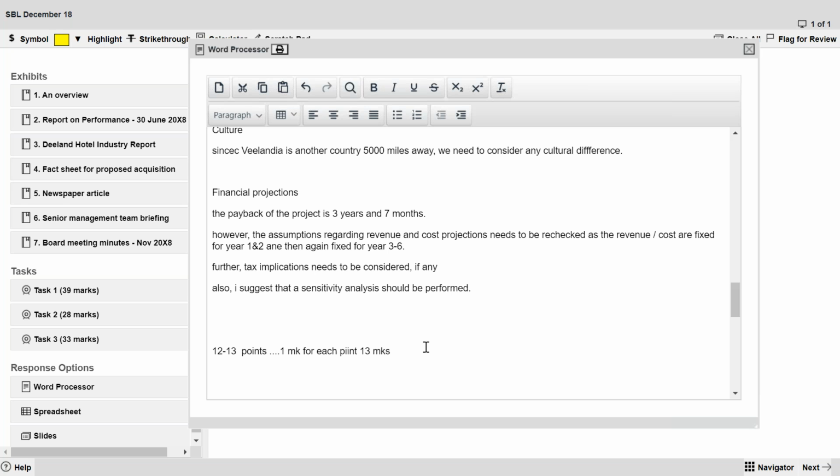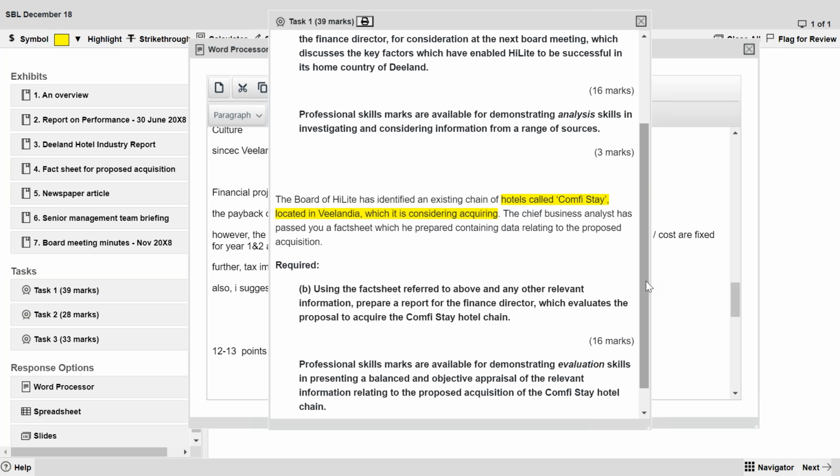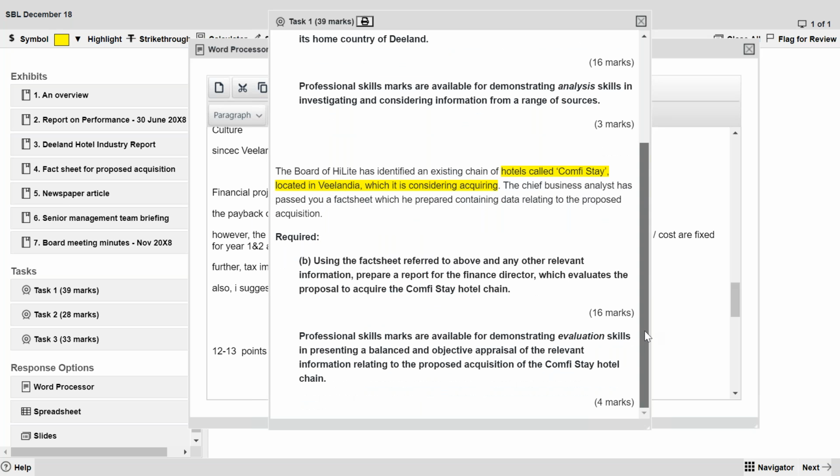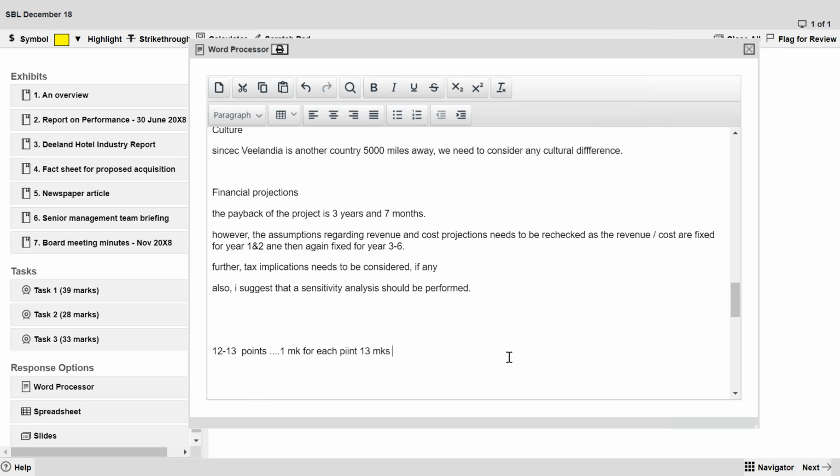Plus, there are 4 marks for evaluation. I'm not being optimistic. Did we cover pros and cons? Did we cover some good points and some bad points? I think we did. We did a balanced evaluation covering both positive and negative points. So out of 4, I would get 2 marks. So 12 to 13 marks from this and 2 marks from professional skills. I should sufficiently score 14 marks out of 20.